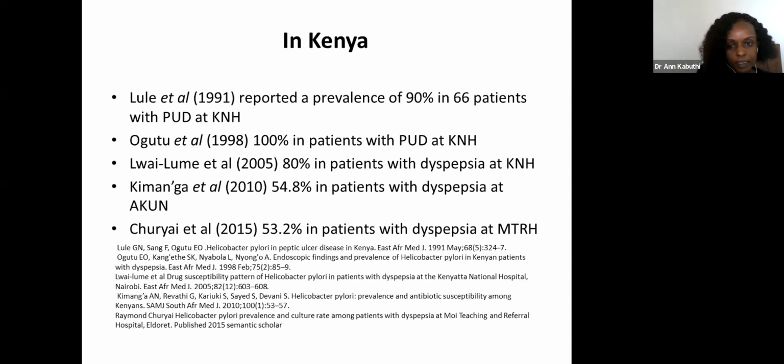Kimanga et al. at the Aga Khan University Hospital found a prevalence of 54.8% in the adult population in patients with dyspepsia. Churuai et al. found a prevalence of 53.2% in patients with dyspepsia at Moi Teaching and Referral Hospital in the year 2015.